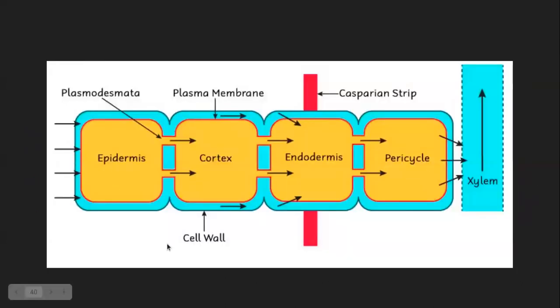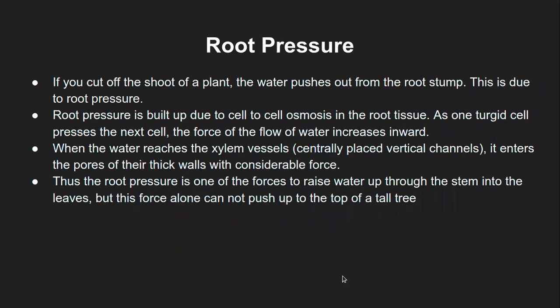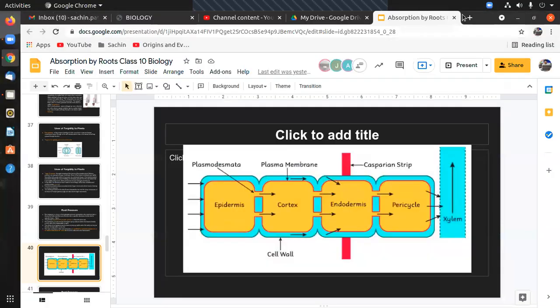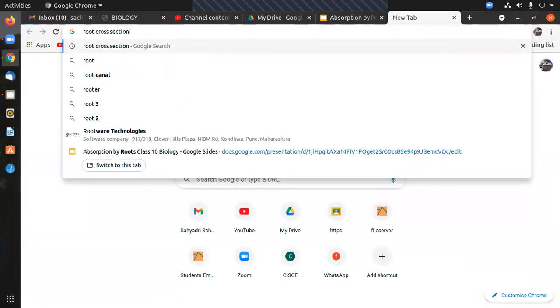Now, to understand this, we need to look at this diagram. This is just a representation. Ideally, in the exam, you are supposed to draw this diagram. But because this looks a little complicated, I found this diagram, which is relatively simpler, at least in terms of presentation. But to understand this, I will first show you another thing, that is the root cross section.